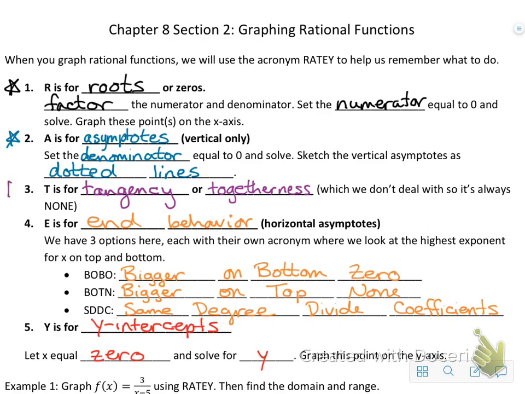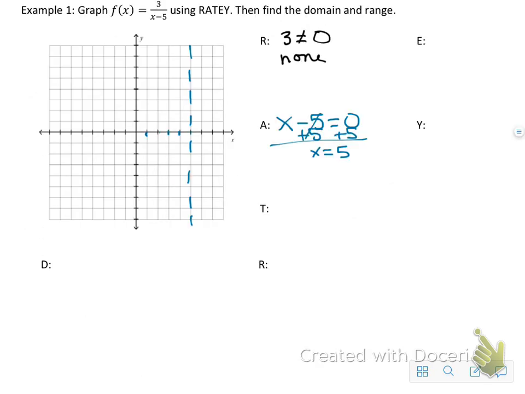T, number 3. T is for tangency, or togetherness, which we don't deal with in this class, so it's always just none. So when we go over here to do T, it's just none. That's simple.